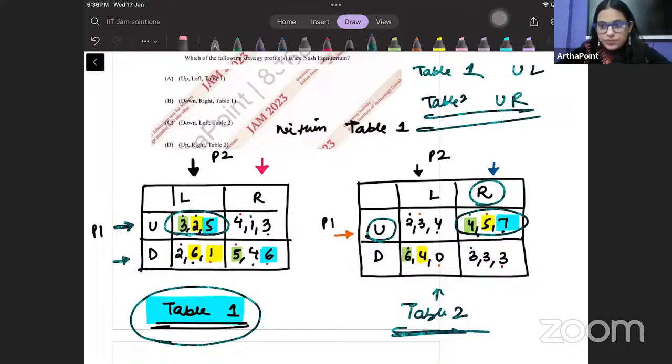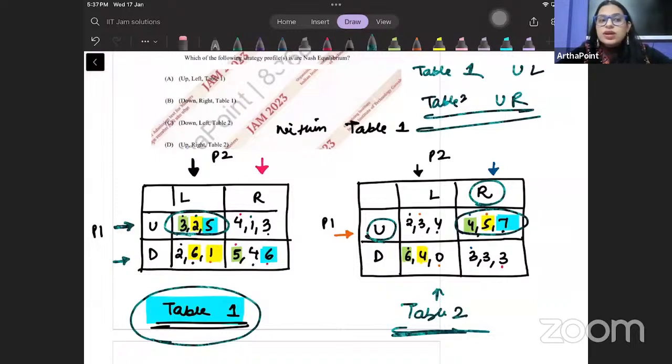So try to see. When we compared player 1 and player 2, I did it the usual way, as we have seen in multiple game theory questions. You will compare by holding the strategy of the other player constant. Hold player 1 constant, find the best for player 2. Hold player 2 constant, find the best for player 1. Till then everything is the same.